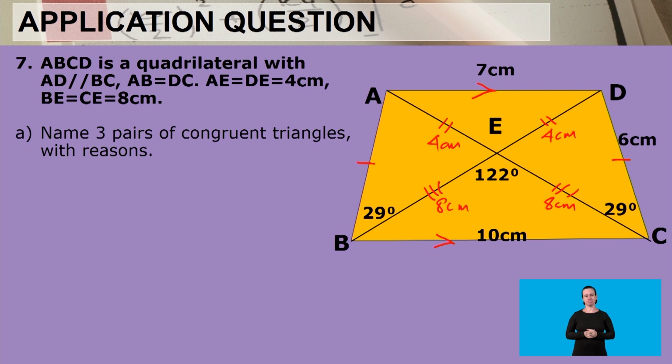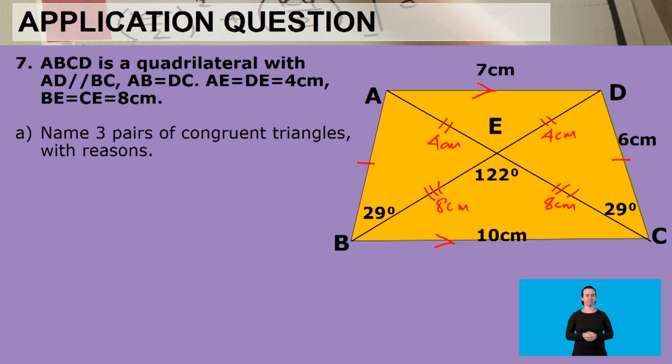Now, part A says, name 3 pairs of congruent triangles with reasons. There are a lot of triangles in there, but let's look at congruent triangles, which means triangles that have equal sides. Remember the conditions of congruency? Corresponding equal sides and corresponding equal angles. Let's look at what we have in front of us. The first pair is AEB and triangle DCE. That is the first pair of congruent triangles.